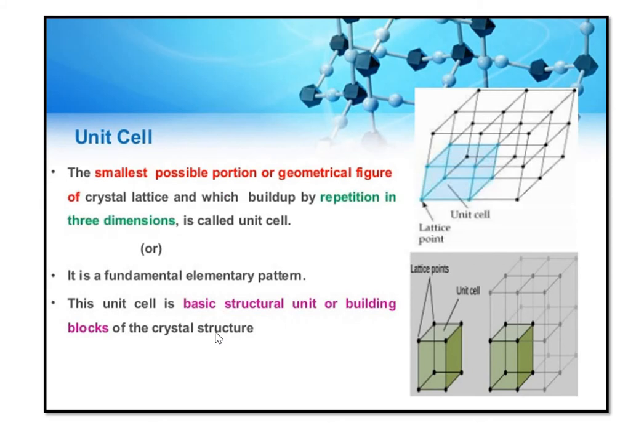Now, what is the unit cell? Here, the sky blue colored structure is the unit cell. The unit cell is the smallest possible portion or geometrical figure of a crystal lattice, which is built up by repetition in 3 dimensions. It is a fundamental elementary pattern. So, this unit cell is the basic structural unit or building block of the crystal structure.